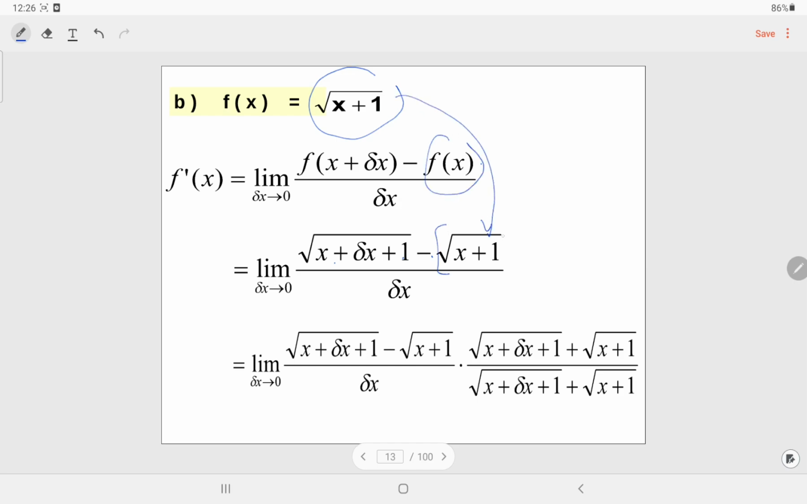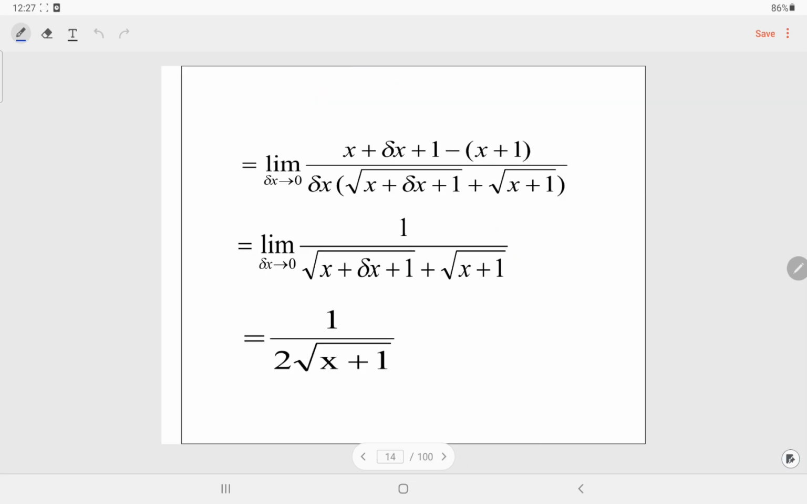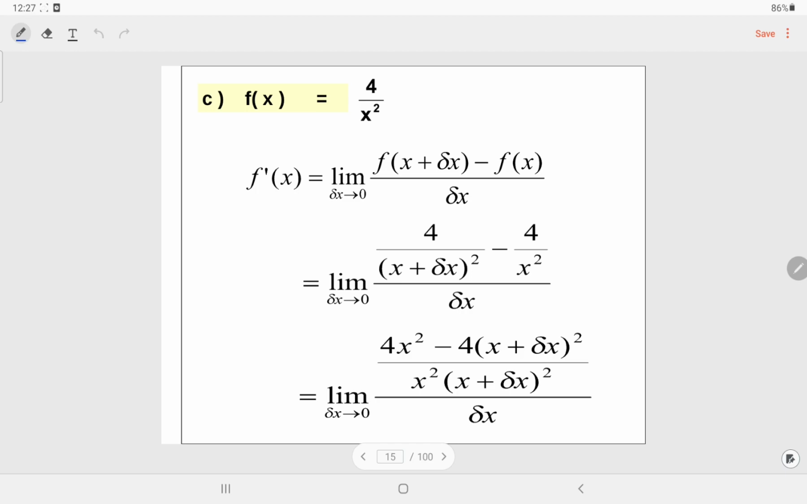Since this is a conjugate, we need to multiply by the opposite sign. So this is minus, so plus. Solve this one with the conjugate, and we get something like this. Then we substitute delta x equal to 0, so we can get the final answer.